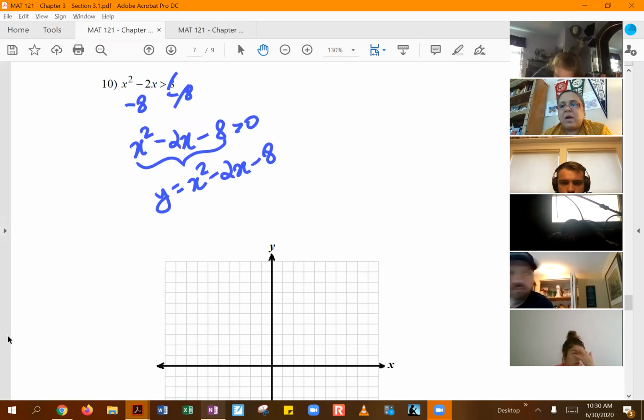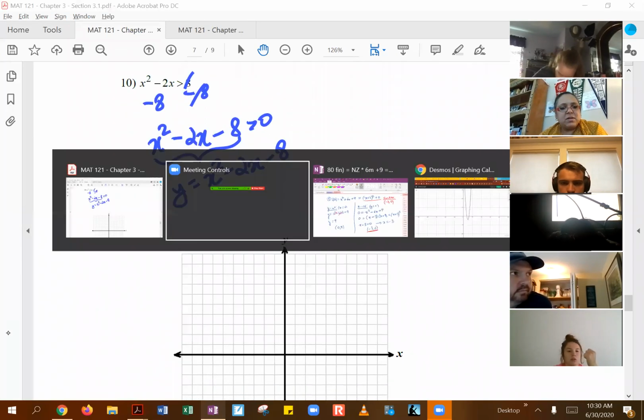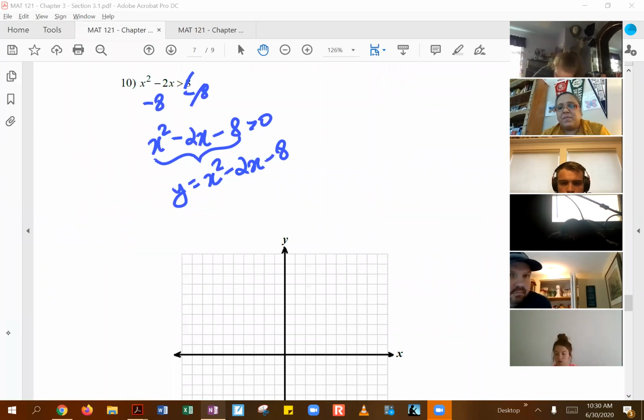So how would you go about graphing this? What do you want to use? Do you want to do a table? Do you want to use the vertex? Probably the best thing would be to definitely find the vertex so you know where the lowest point on your graph is going to be. So can you tell me what the vertex of this parabola comes out to be?